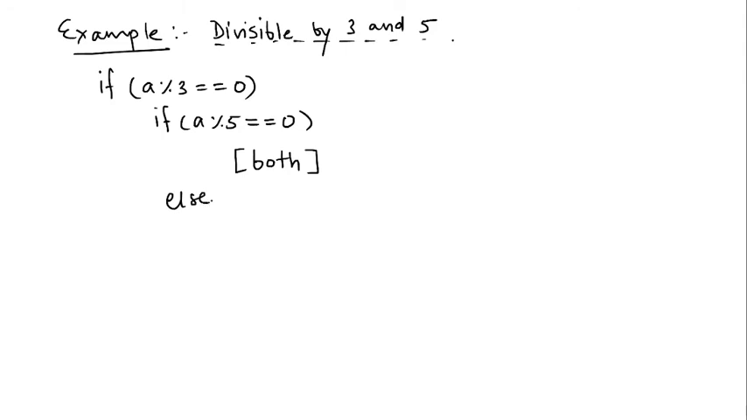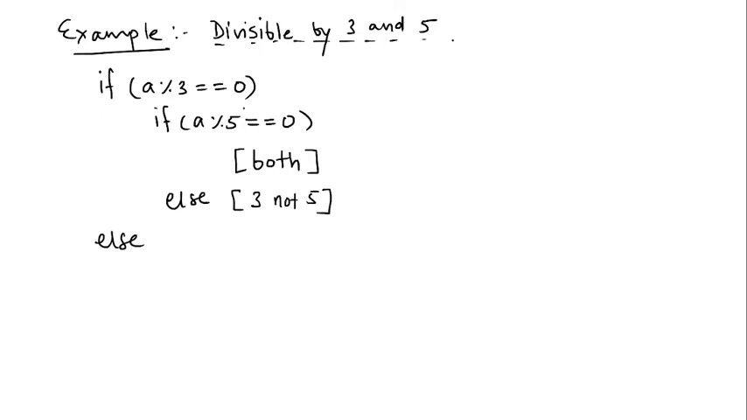Now when I go to the else part, this else belongs to this if. Now understand what it means. That means a mod 3 is equal to 0 is still true. That means it is divisible by 3, but it is not divisible by 5. So I would say it is divisible by 3, not 5. I'm writing in short. I hope you can understand that.